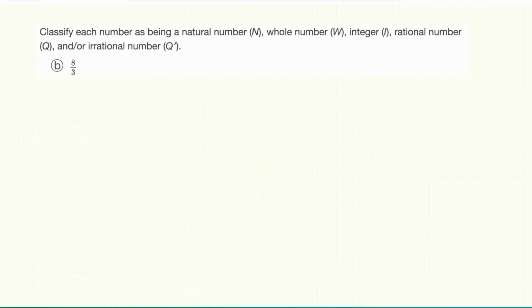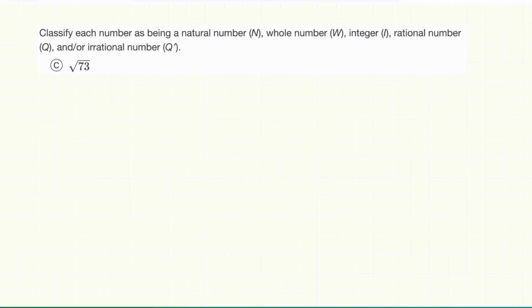In our next example, 8/3, 8/3 is not a natural number. It's not a counting number. It's also not a whole number or an integer. However, since it is written as a fraction with a numerator and a denominator, it is still a rational number. So we can classify that with a Q.